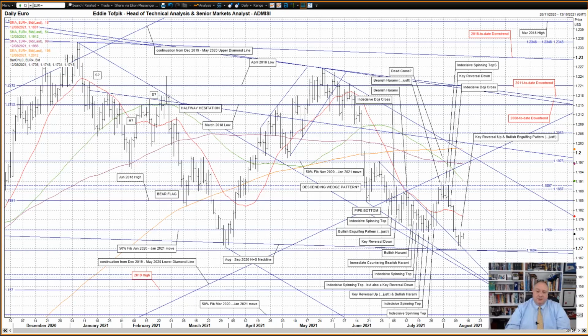The key supports were and are the upper trend line, currently 116.99, of the recent descending wedge pattern, the neckline, currently 116.95, of the August to September 2020 head and shoulders top, the lesser 38.2% Fibonacci line of the March 2020 to January 2021 move at 116.94, and finally the famous low of late March this year at 117.02. Meanwhile, topside we have the previous support that's now resistance, the 50% Fibonacci line of the June 2020 to January 2021 move at 117.58.